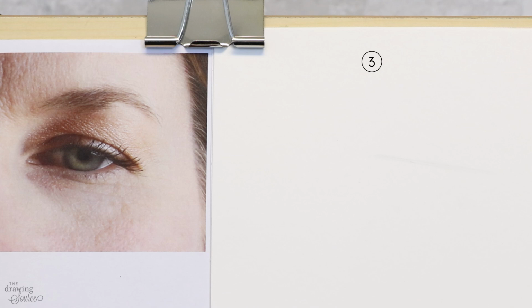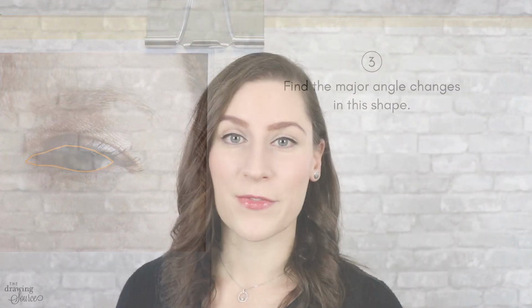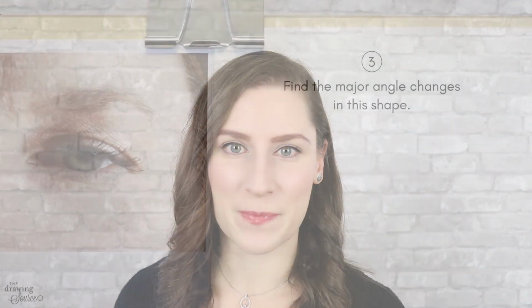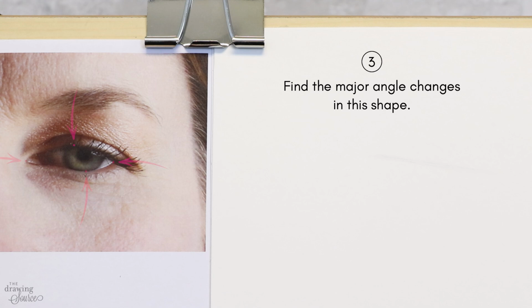Step 3. Find the major angle changes in this shape. Finding angle changes is a skill that takes practice. Here are a few tips and ways to go about it. We've already found the high points or boundaries of this shape. Conveniently, there are usually major angle changes at the high points. Can you see them? At each one of these points, the line changes direction. That's what an angle change is.